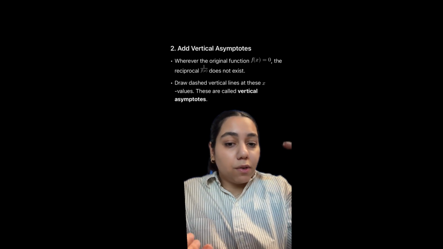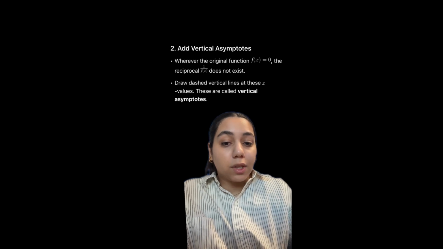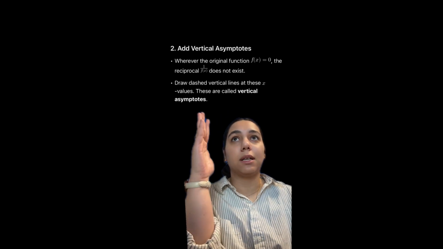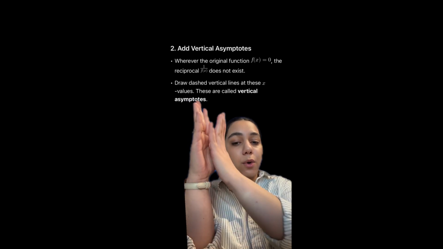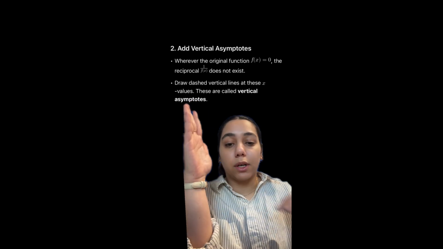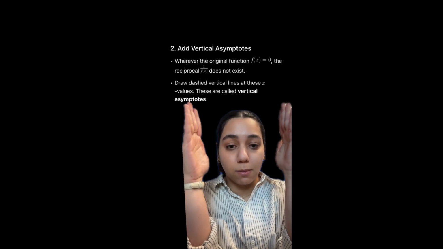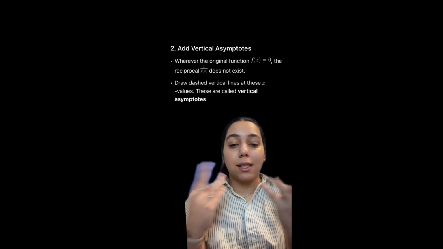If 1 over f of x doesn't exist, that's going to be the vertical asymptote, which basically means your graph either grows or decreases toward those lines but never crosses them. Why? Because it doesn't exist.